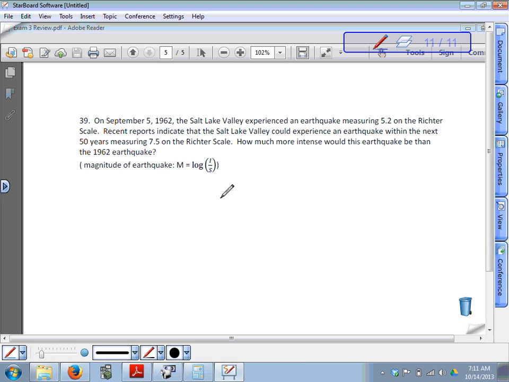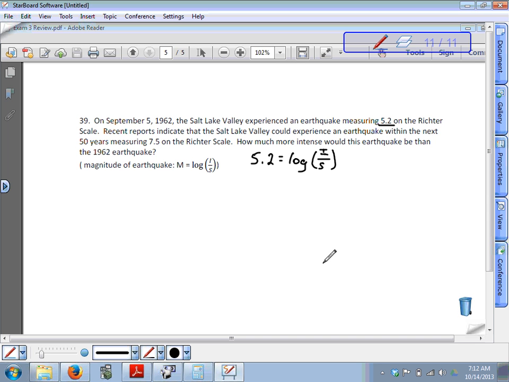Okay, this is using logarithms to discuss the Richter scale, which is a logarithmic scale. The magnitude of an earthquake is equal to the logarithm of the intensity of the earthquake divided by the intensity of a standard earthquake. This is the formula that was learned in section 5.5. So consider the first one that has a magnitude of 5.2. 5.2 is equal to the logarithm of the intensity of that earthquake divided by the standard intensity of an earthquake.